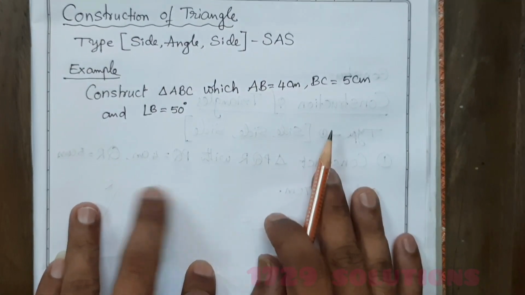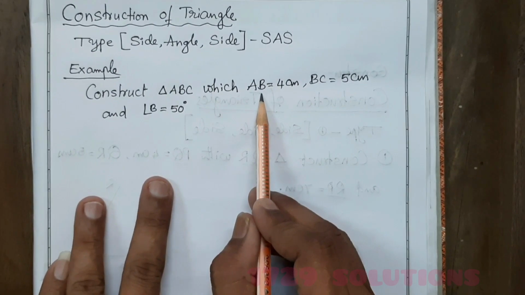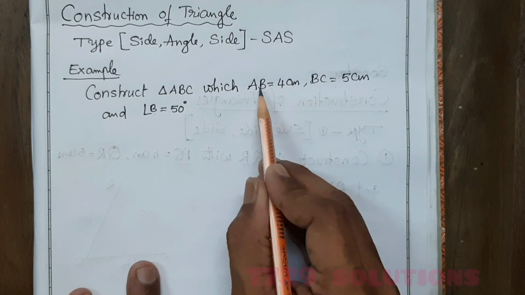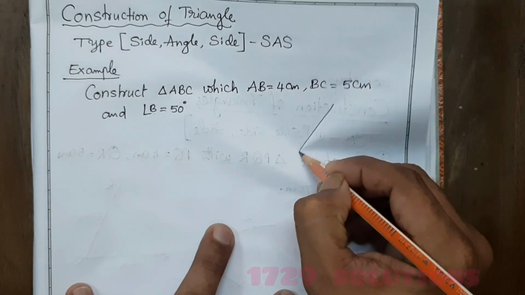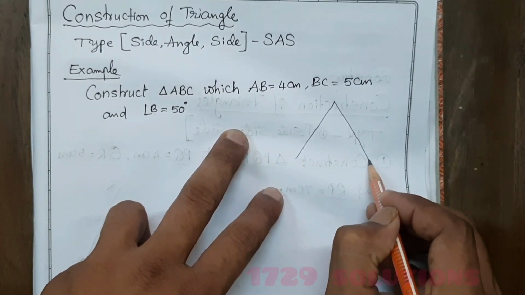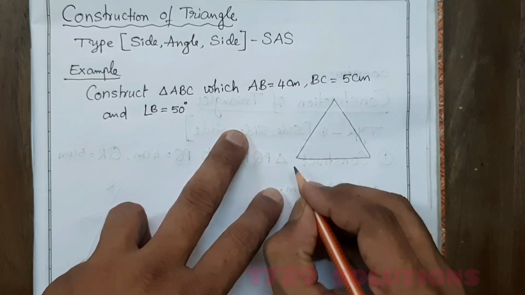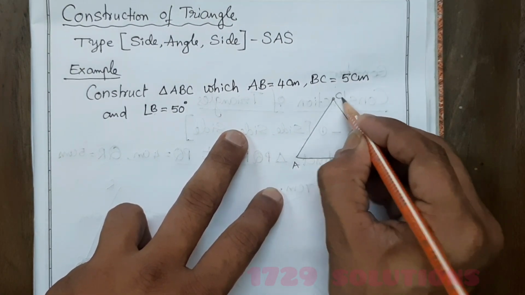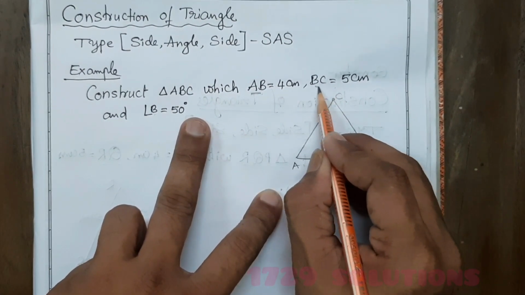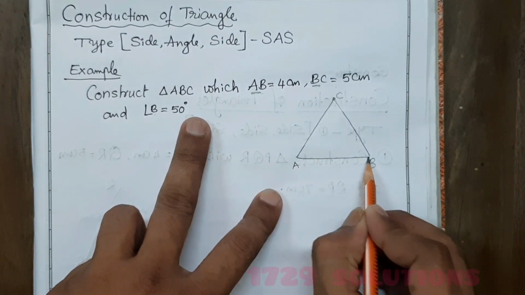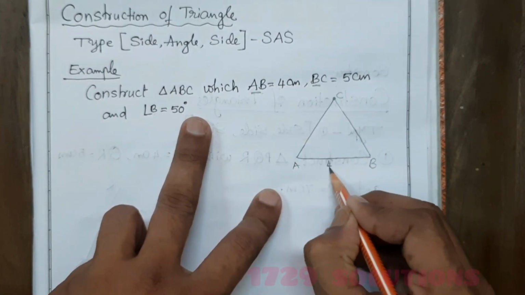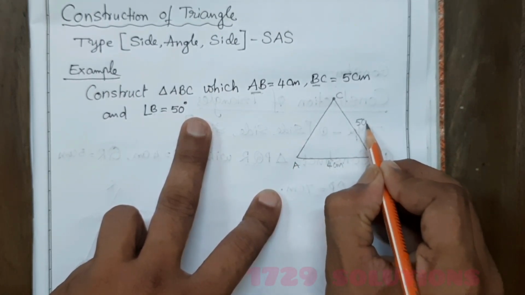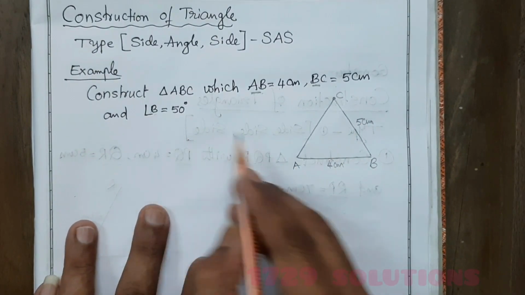Construction of triangle, the type SAS. So AB 4 centimeters, BC 5 centimeters, angle B is 50 degrees. So we need to take base with angle B 50. We can take AB as a base or BC as a base. So I am taking AB as a base. And the value of AB is 4 centimeters, the value of BC is 5 centimeters, and angle B is equal to 50 degrees.